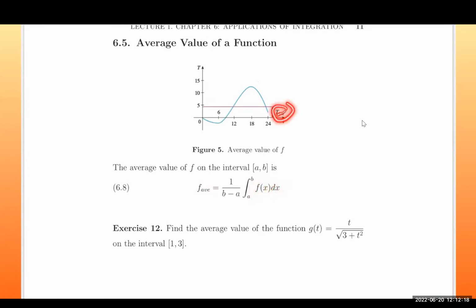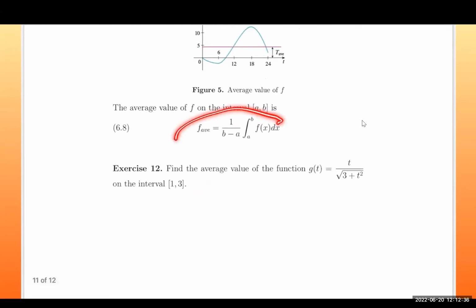All right, so in general, say, for example, these were temperatures. There's infinitely many temperatures between 0 and 24 hours, and they want to know what the average temperature was for that day. And it appears to be this red line. That's the average temperature, and that's what we're trying to find. And this is how you would find that average temperature, by using this formula. So in general, we're going to use that for this first example.